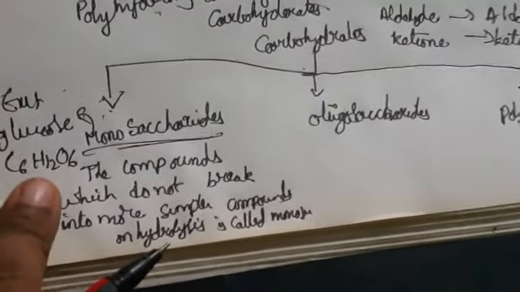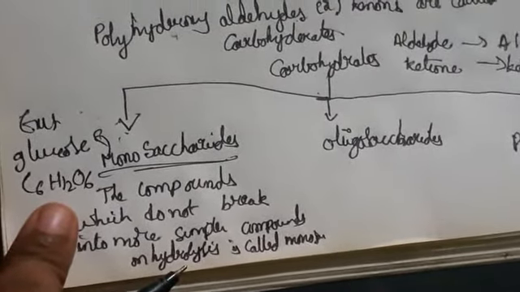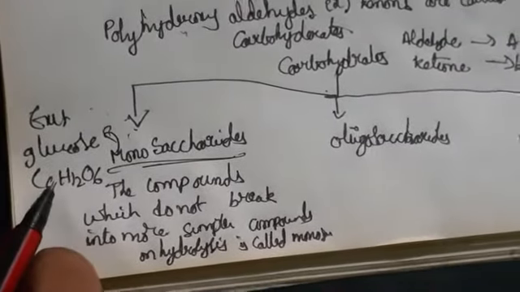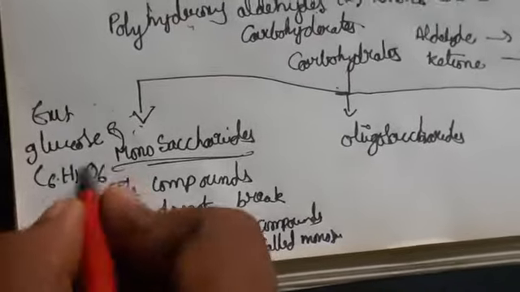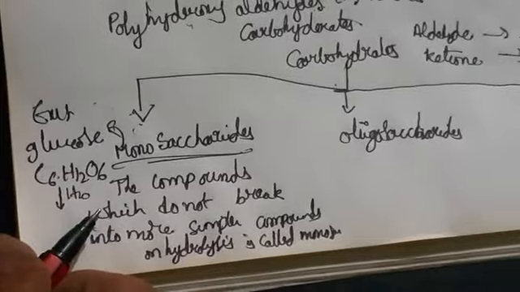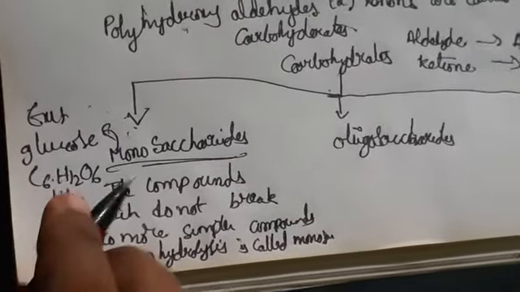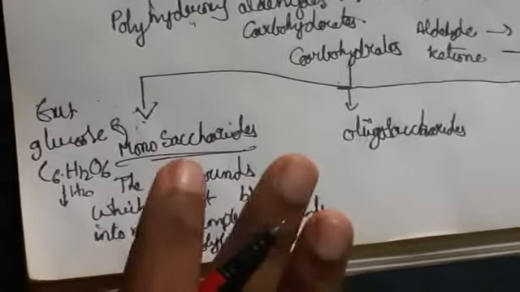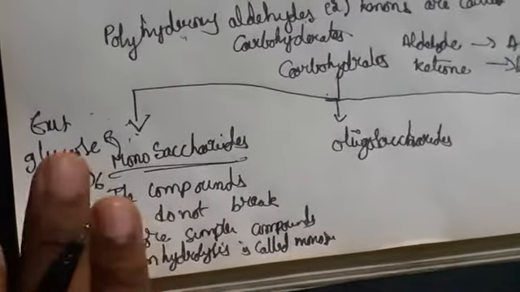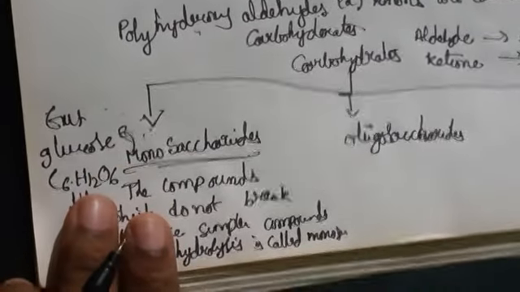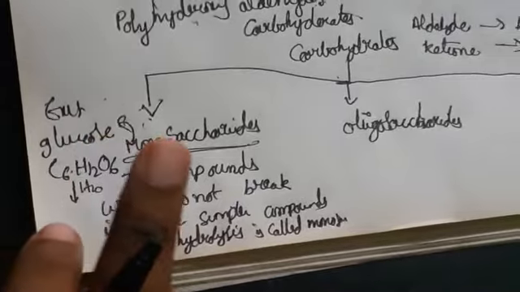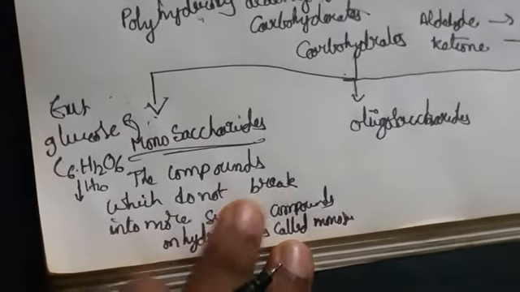C6H12O6. This means that if I do hydrolysis on this molecule, it is not going to give any simpler carbohydrates. It is not forming any other compound. So this is nothing but monosaccharides. Here we are going to take glucose and fructose as examples. Glucose, fructose, mannose, these are all monosaccharide examples.